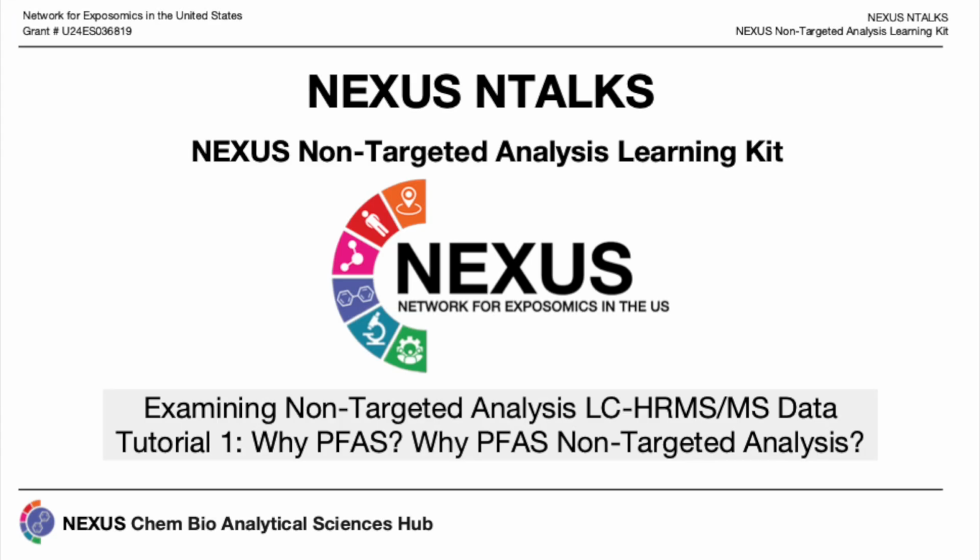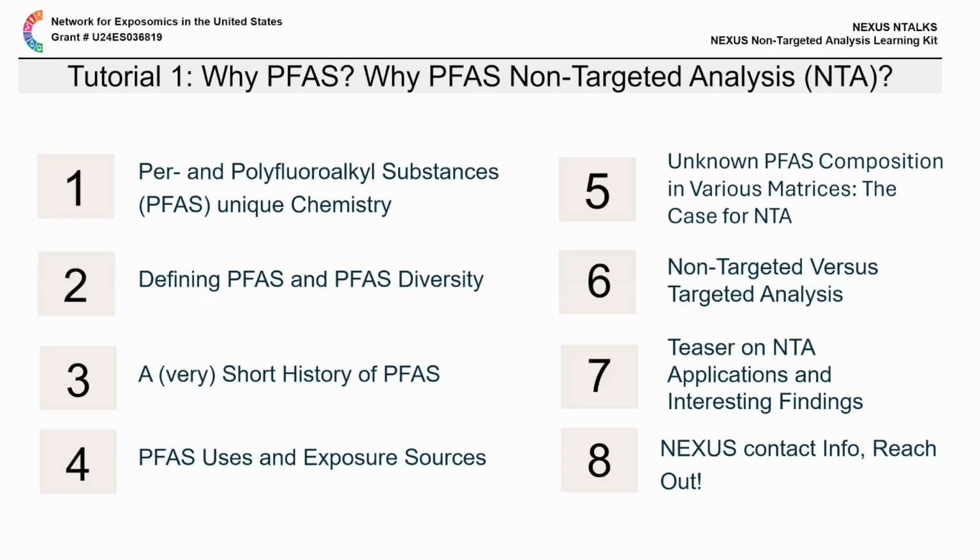So we're going to be discussing in this tutorial the importance of per- and polyfluoroalkyl substances and give a case for why non-targeted analysis is very important in this field. First of all, we're going to cover per- and polyfluoroalkyl substances chemistry, why it's unique, and why that's led to an explosion of industrial applications and causes toxic effects. We're going to then go into defining PFAS, the different definitions used, and PFAS diversity, followed by a very short history of PFAS manufacture and how it's been released into the environment.